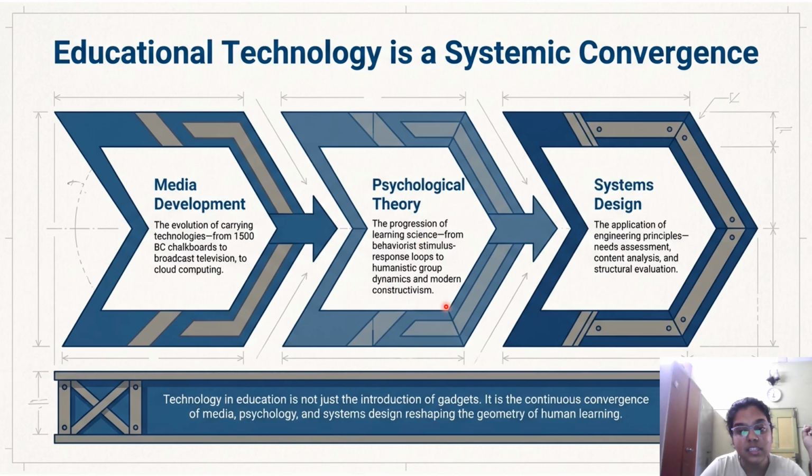So this is the psychological theory. Now next comes systems design. Application of the engineering principles like need assessment, content analysis, and structural evaluation. This also helped a lot in the evolution of education and technology.